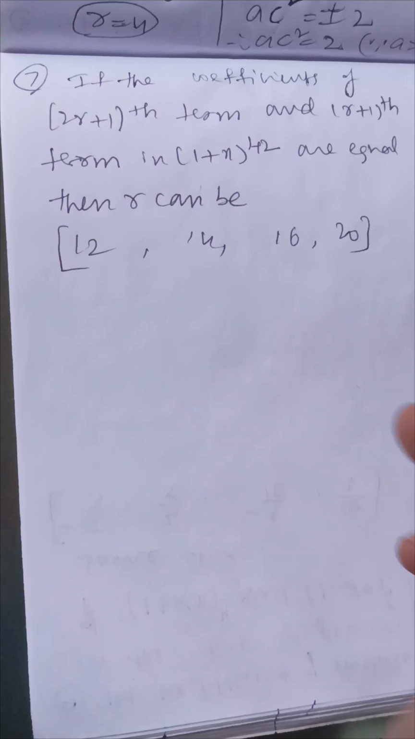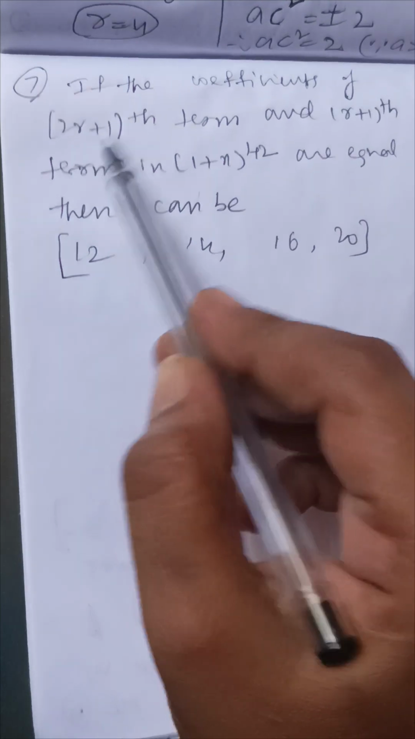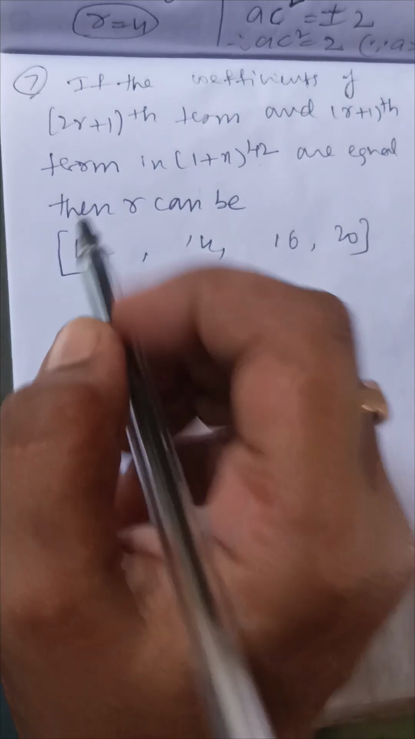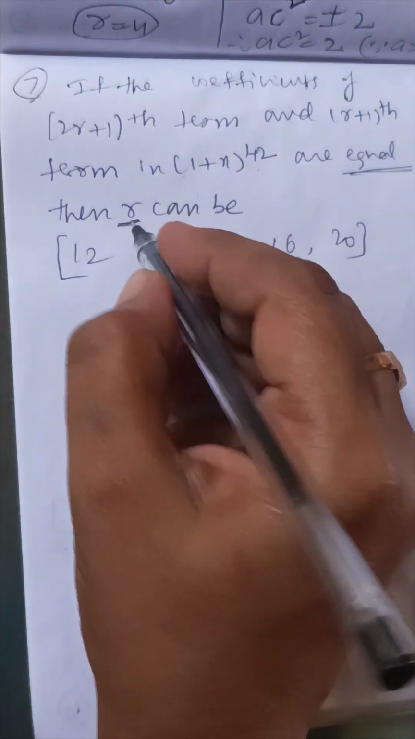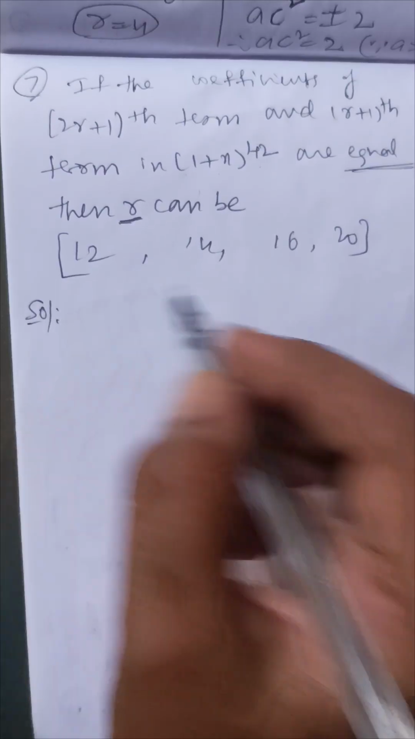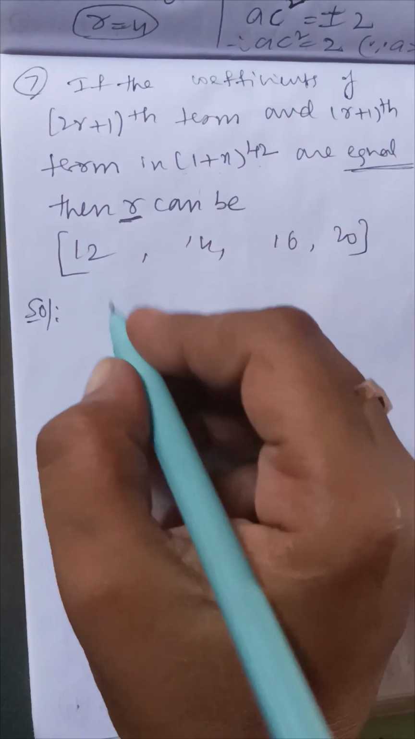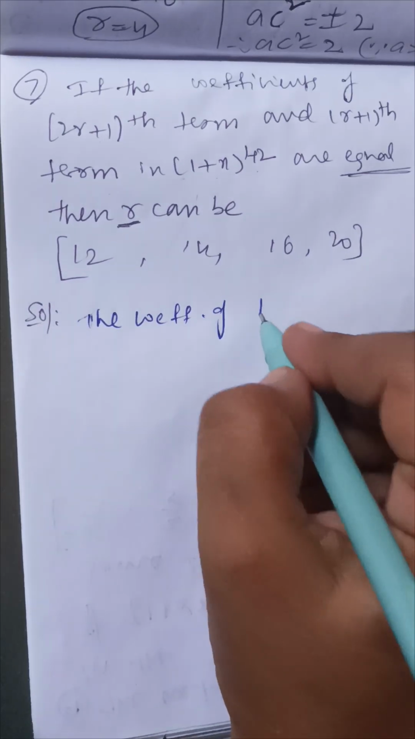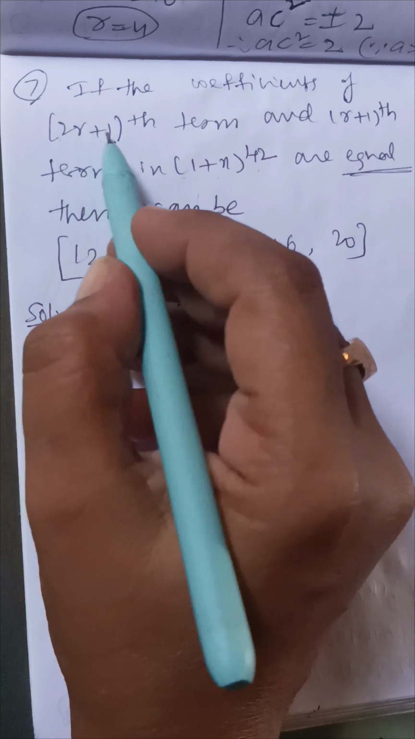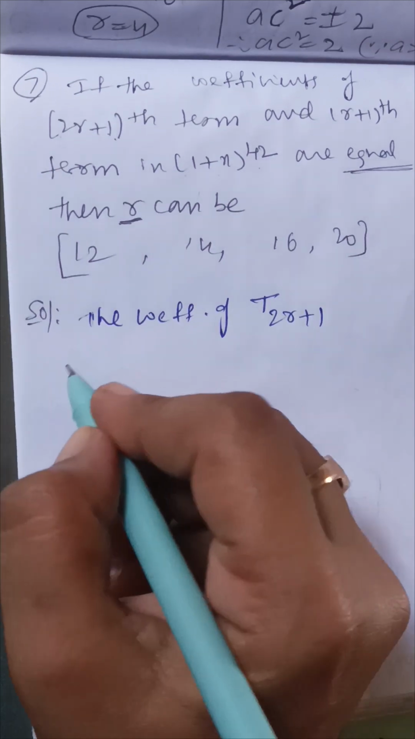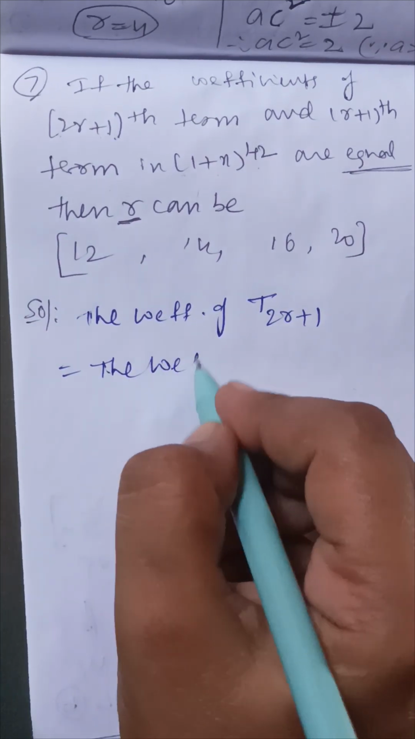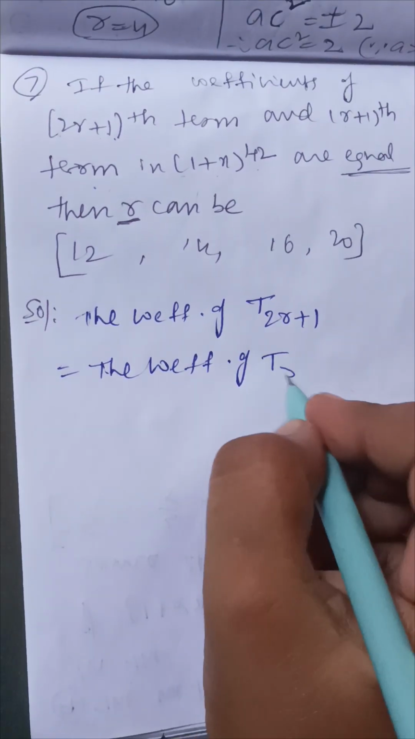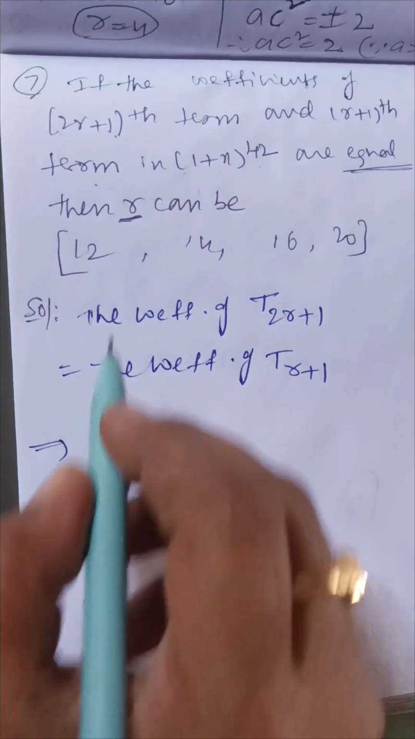Next question. If the coefficients of the (2r+1)th term and the (r+1)th term in (1 + x)^42 are equal, then r is. Here the coefficient of t(2r+1) equals the coefficient of t(r+1), the (r+1)th term. Both are equal.